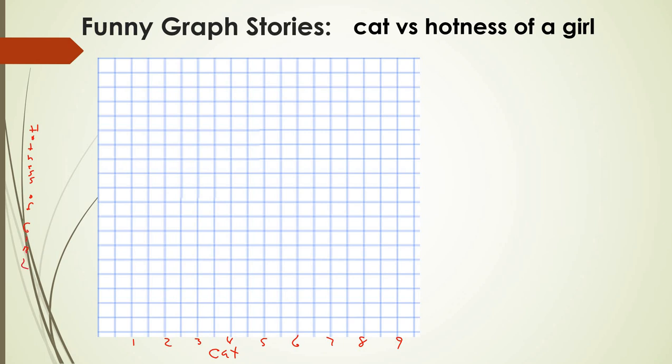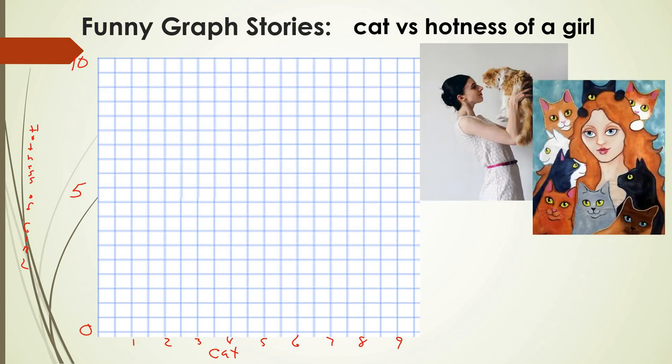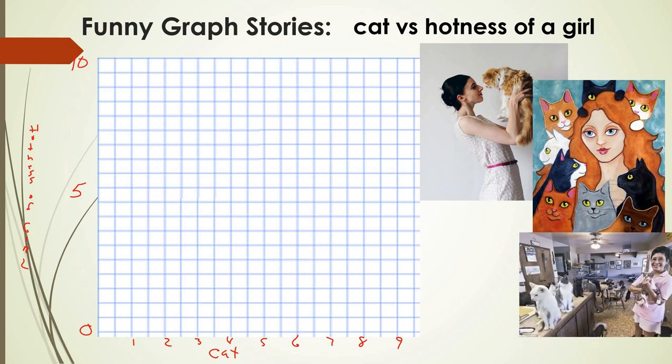Okay, so 0 to 10 maybe, with a 5 somewhere in the center. Okay? All right, so give me some ideas. What would this graph look like? Like this. What would it look like? It could be anything. There's not a wrong answer, so shoot something out.